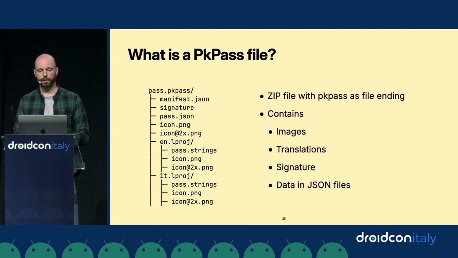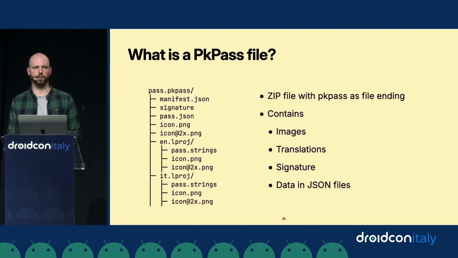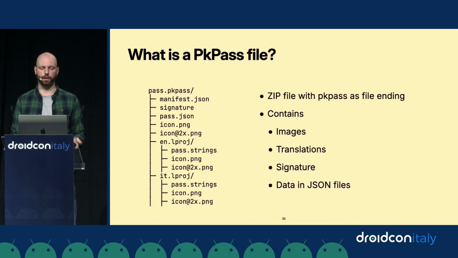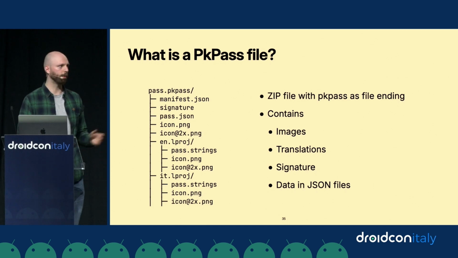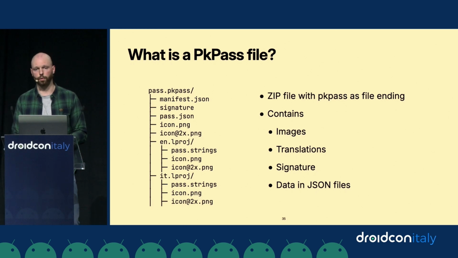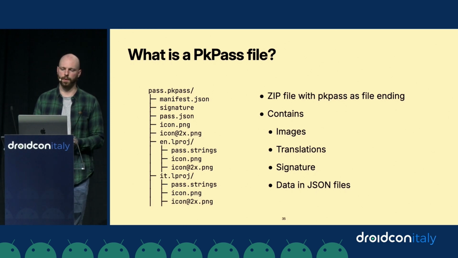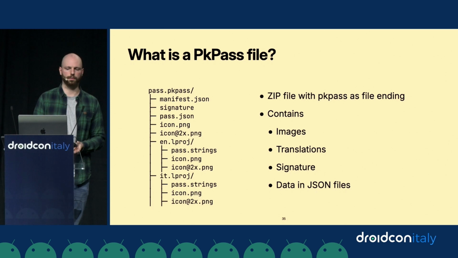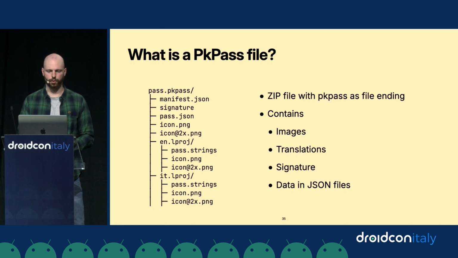Then we have the pass.json file in it, which contains all the information of the front and the backside of the pass, and a couple of images to change what's shown on the passes. And if you really want to, you can also localize it, even though I've never seen a localized pass in practice.